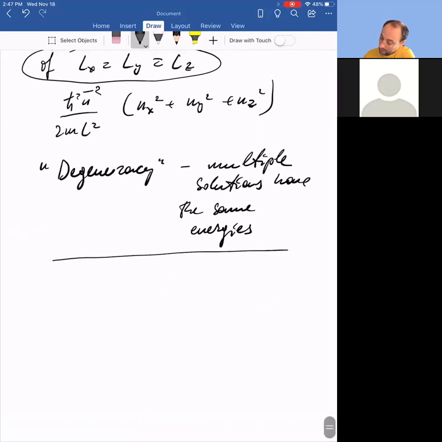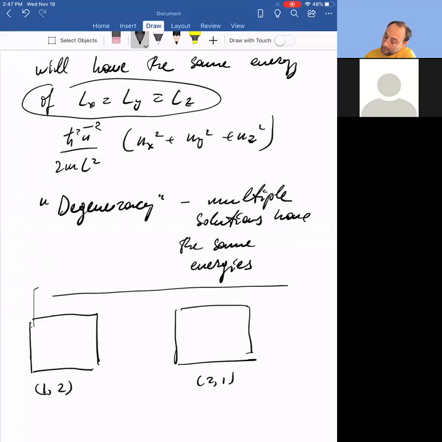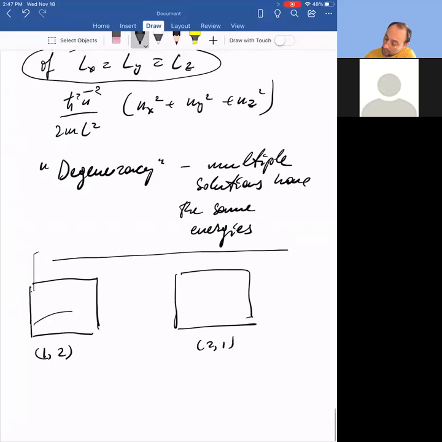So to drive this point home, consider a square box. I'm going to do this in 2D. And let's say you have a 1-2 mode and a 2-1 mode. The 1-2 mode means you have only one antinode in the x direction, but in the y direction you have two antinodes. It's kind of hard to visualize these things, but let me see if I can try to depict it.